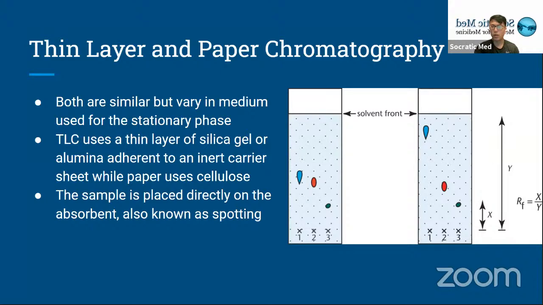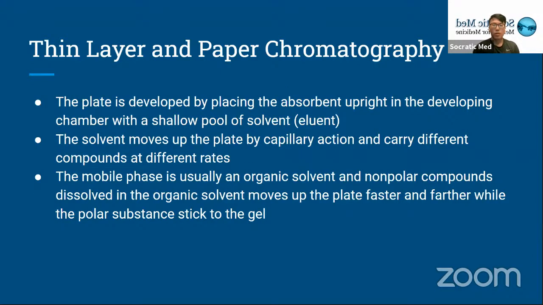There are other types. Before I go into the other types, I'm going to go over how they do thin layer and paper chromatography. Like I said, after the plate has the sample spotted on the stationary phase, it's placed upright in a developing chamber with a small, shallow pool of solvent, also known as eluent.